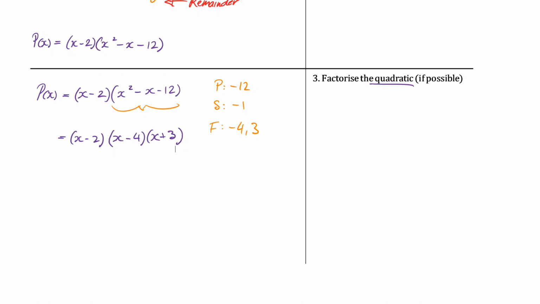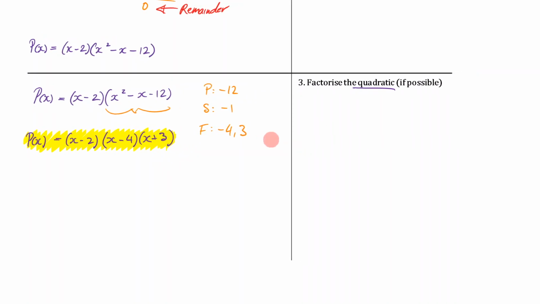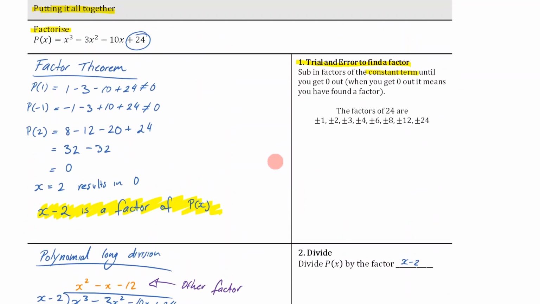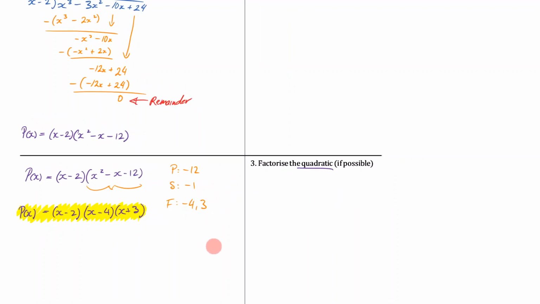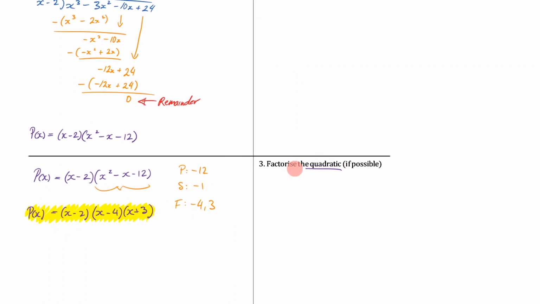So I have factorized my cubic by doing this. We started off with a cubic that looked like this, and by using these 3 steps, I was able to take this right here and write it in its factorized form. Perfect. Hopefully these 3 steps made sense. In the next video, I'll go through another example, and I'll see you then.